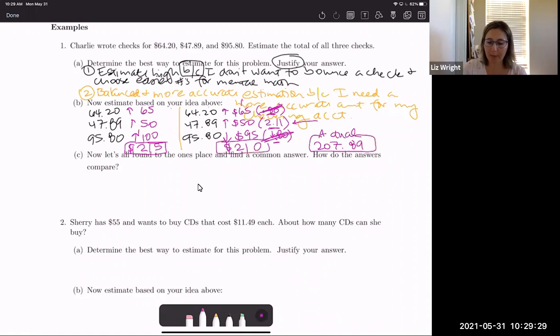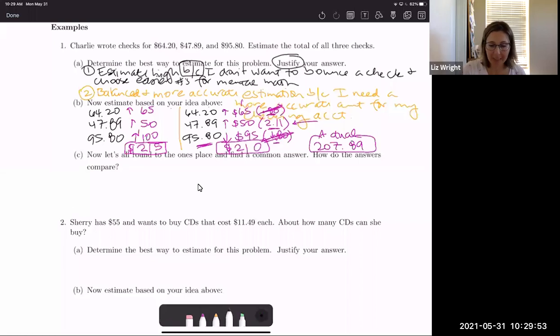Like if we're doing quick mental math versus a more balanced method that we probably would need maybe a paper and pencil for, then that's okay. Again, you just have to explain why you chose the method that you chose. So anyway, that looks pretty good. So it says, now let's all round to the ones place and find a common answer. How do your answers compare?